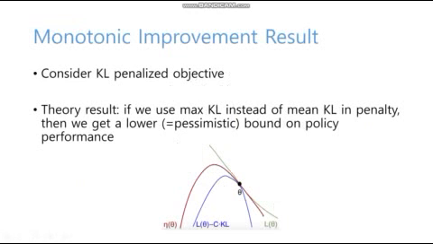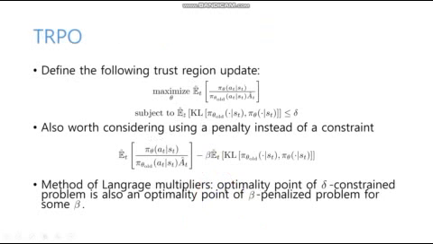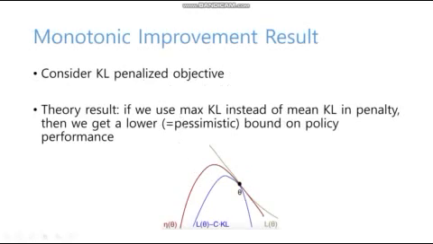Now, before we move on to the details of the TRPO algorithm, let me explain one monotonic improvement result, one theoretical result. The theory says if we use max KL instead of mean KL in the penalty, then we can get a lower bound on policy performance. I mean, if we use max here instead of mean, then we can get a lower bound, theoretically, on policy performance.